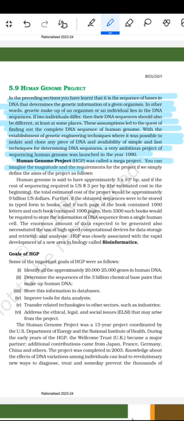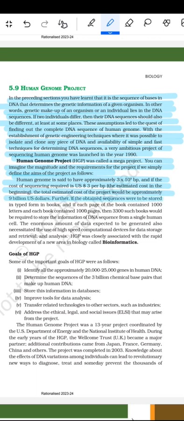You can imagine the magnitude and the requirements for the project if we simply define the aims of the project as follows. Human genome is said to have approximately 3 × 10^9 base pairs, and if the cost of sequencing required is $3 per base, the total estimated cost of the project would be approximately $9 billion.